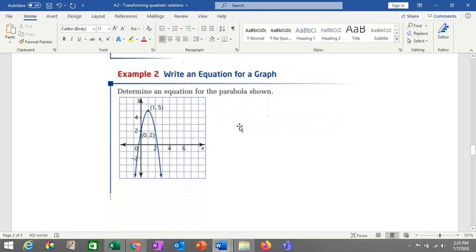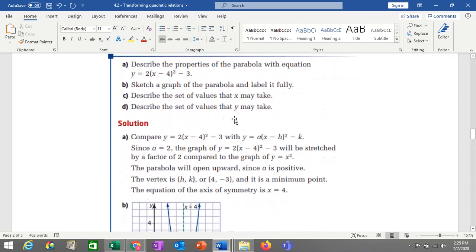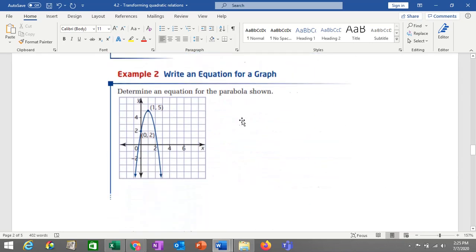All right. So we figured all that out, I think. Yep, we've got all the characteristics we need there. So let's determine an equation for this parabola here. Write an equation for this parabola.